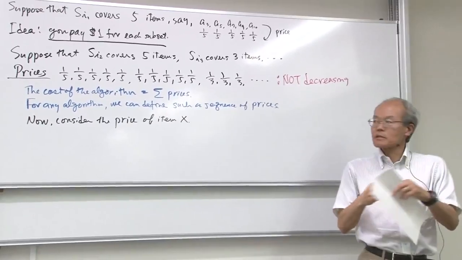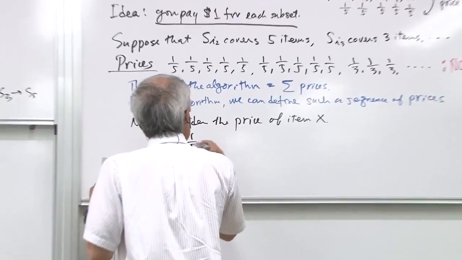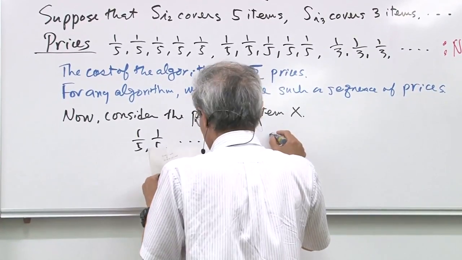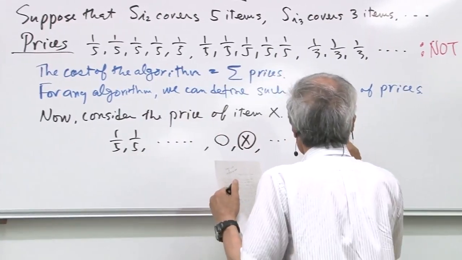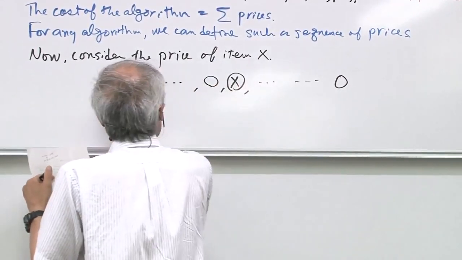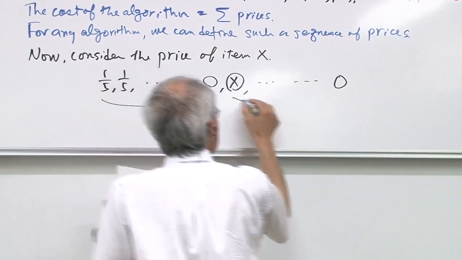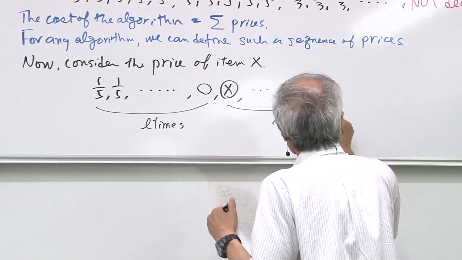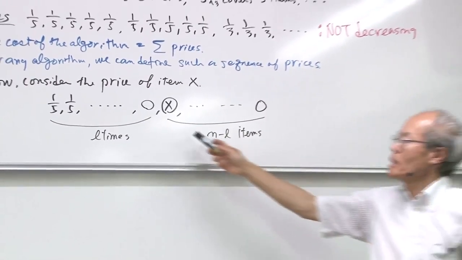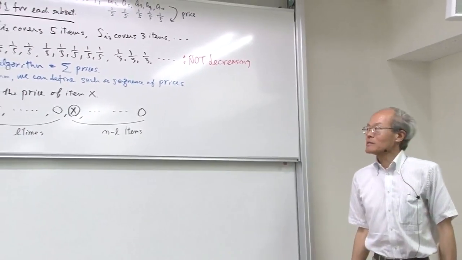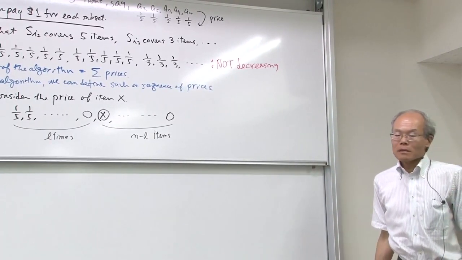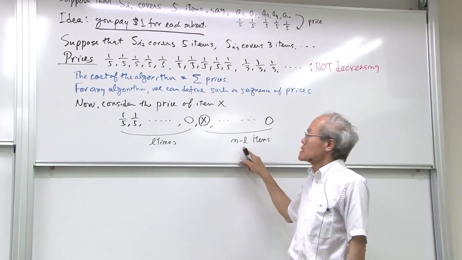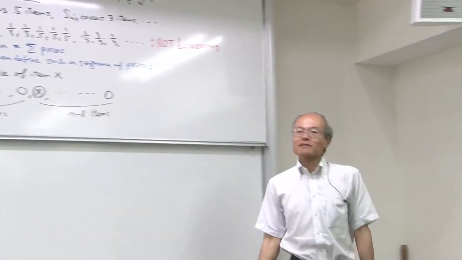Now the price of item X. What is item X? X is exactly the L plus first element in that sequence. Just the L plus first element, the first of the remaining N minus L elements. The price of X. What is the price of X?